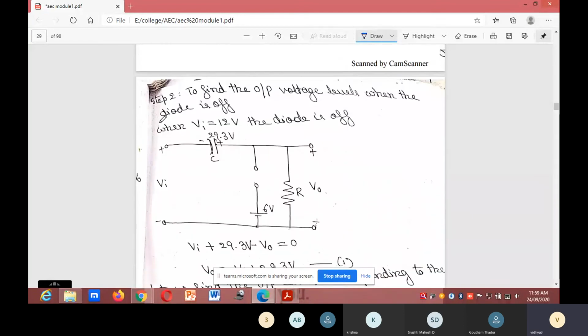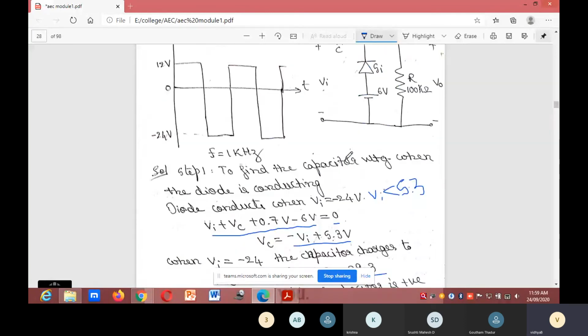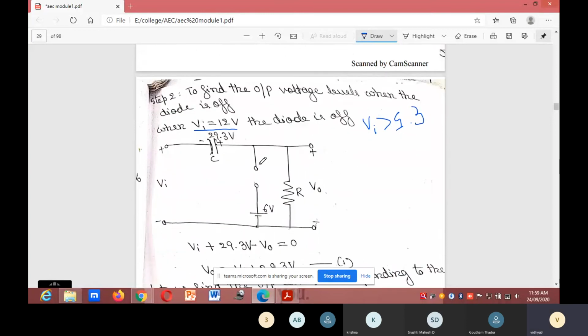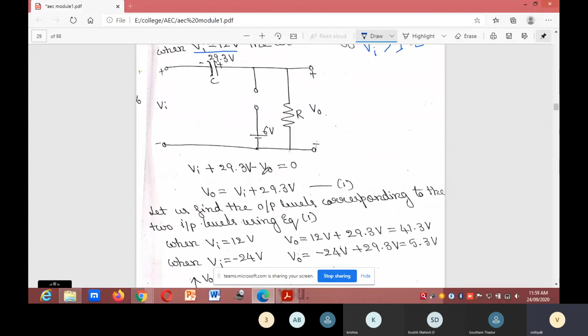Step 2, to find output voltage levels when the diode is off. This is when the diode is conducting. This is when the diode is off, that is when Vi is equal to 12 volts. In this, Vi is greater than 5.3. Vi plus 29.3 volts minus V0 is equal to 0. V0 is equal to Vi plus 29.3 volts. This is the first equation.